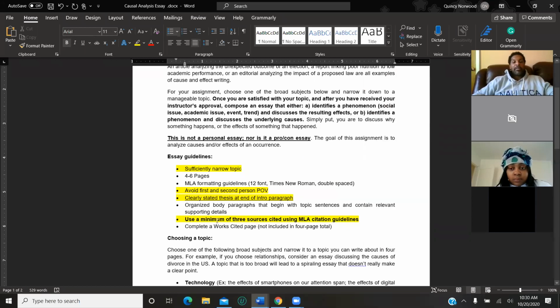Use a minimum of 3 sources cited using MLA citation guidelines. Minimum of 3 sources. It's not a lot of sources, but we're just getting started, because the next assignment and how we wrap up the semester is going to be a full-on research paper. So this is just kind of dipping our feet in that pool.